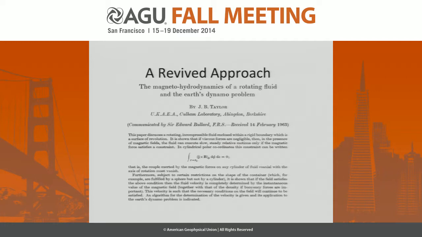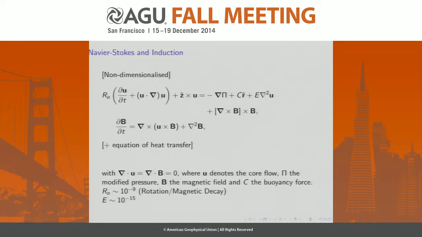So the revived approach, which Paul mentioned, is from J.B. Taylor. This is his paper. It's nice because it's got an equation in the abstract. You don't get that too much these days. And this is the celebrated Taylor constraint that we're going to have to deal with.